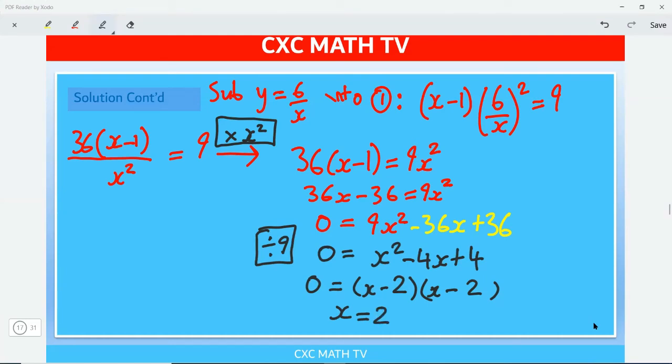Once we get x equal 2, remember y was 6 over x. So then we can write y is equal to 6 over 2, which is 3. So our final answer is just to tell him that x equal 2 and y equal 3. All right, so that is it.